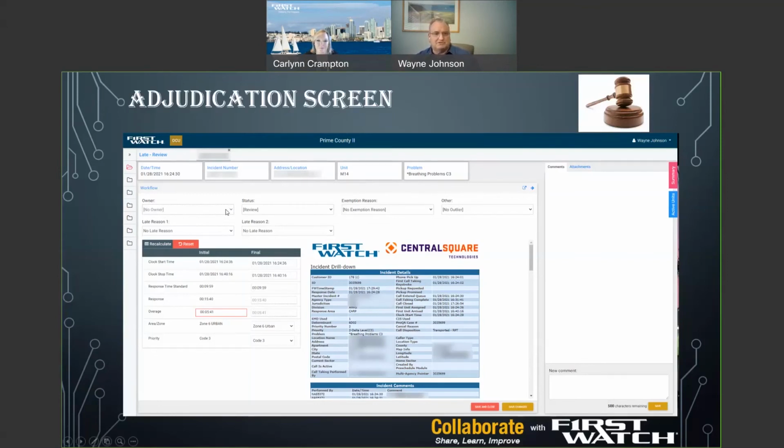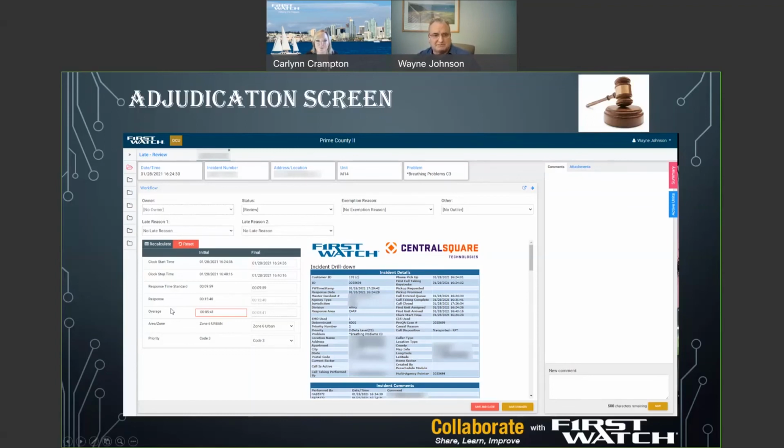You'd go in and put in your name, the owner name. It's a drop-down list. You would status the call if you need to do a correction or an exemption. If you did an exemption, you'd go ahead and put an exemption reason. If you had other reasons, or some other things that caused it, you could have a drop down for that as well. And then again, the late reasons that you have, there's two different late reason components or boxes there for you to enter late reasons.